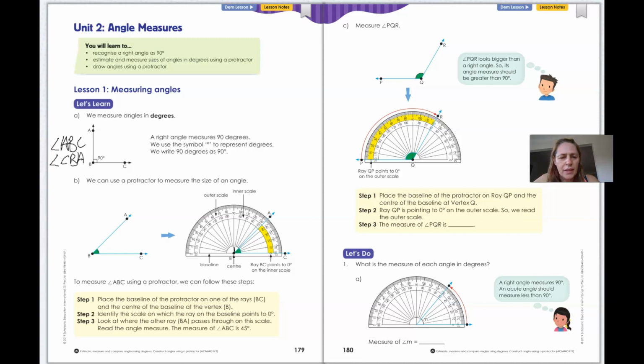Okay. Identify the scale on which the ray on the baseline points to 0. Okay, identify the scale. So here we've got the inner scale. Remember, we have an outer and an inner. Well, the inner scale is on the ray BC.